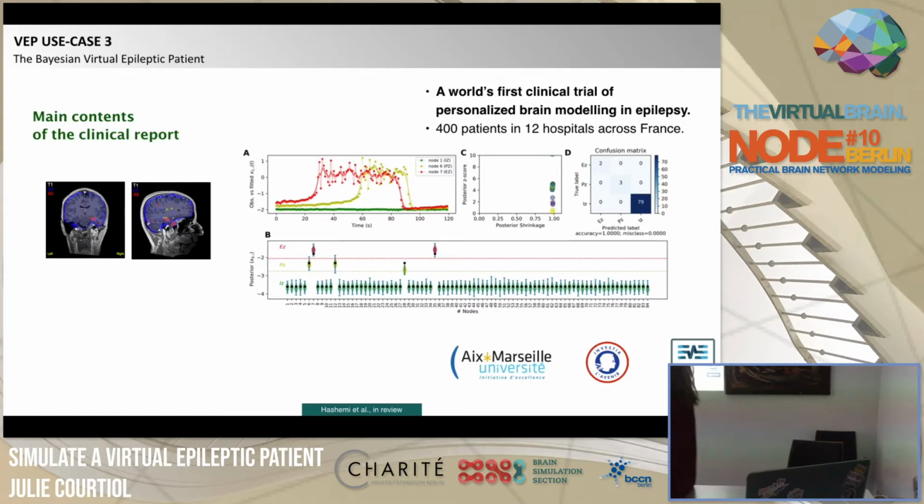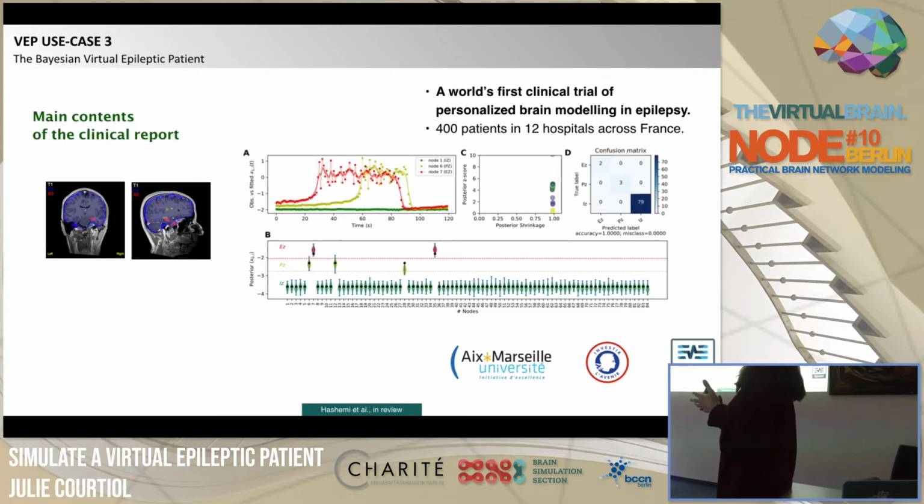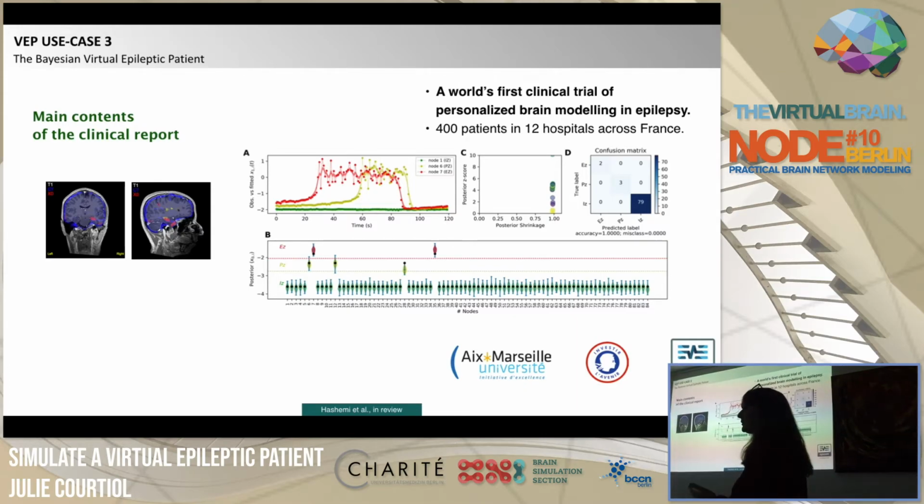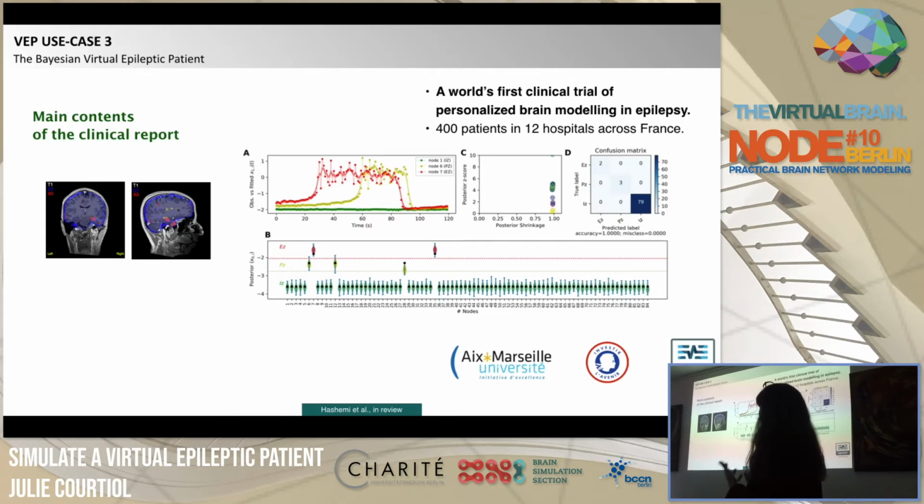Some clinics will receive back this clinical report, others not, and they will compare the outcomes. Of course, the clinicians are free to take into account this information or not, but the goal is to see if we are increasing the success of surgery by adding this information from TVB. And there is a last case.